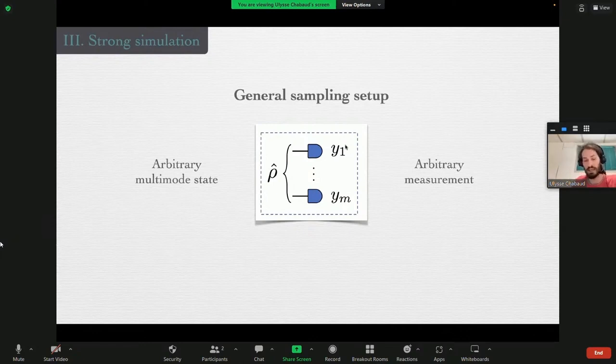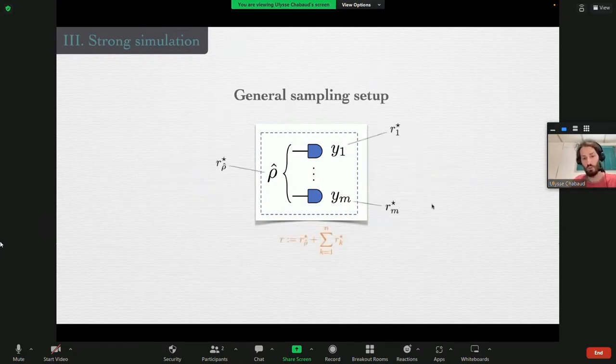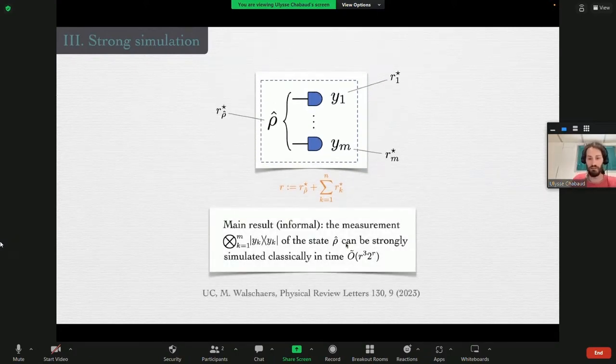And we want to essentially simulate this sampling classically. The way to do so is we first assign stellar ranks to each of the components of the setup. We can always associate, up to some finite precision, finite stellar ranks because of this density theorem that I told you before. So we associate a stellar rank to the input state and to each of the states onto which we're projecting at the measurement level. And then we put everything together by just summing those ranks into the total stellar rank of the setup. The main result, stated very informally here, is that this sampling experiment can be strongly simulated classically in time that scales polynomially with the size of the computation, so this m here, but exponentially in the total stellar rank of the setup. So this means the stellar rank really captures the complexity of the simulation here.